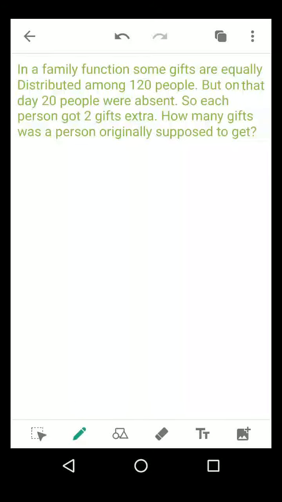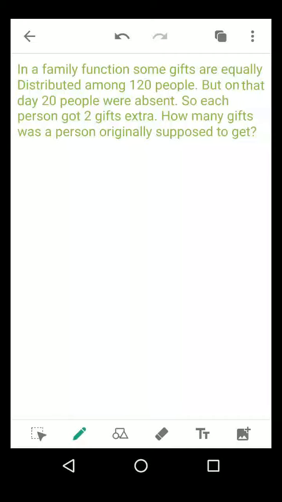Let me move on to the next problem. In a family function, some gifts are equally distributed among 120 people, but on that day 20 people were absent. So each person got 2 gifts extra. How many gifts was a person originally supposed to get? This is a different problem compared to the previous problems.